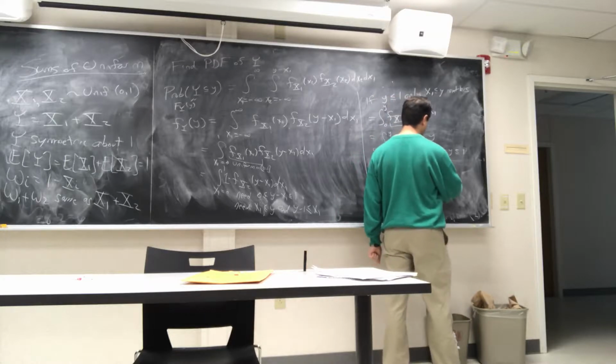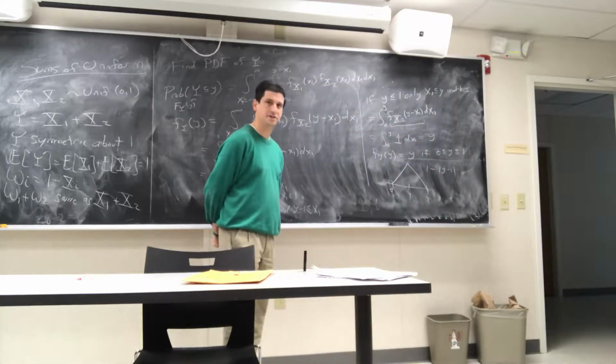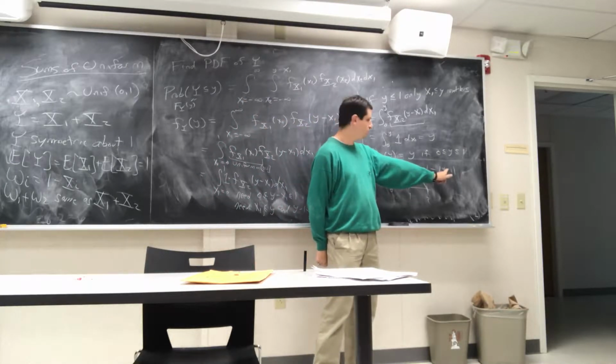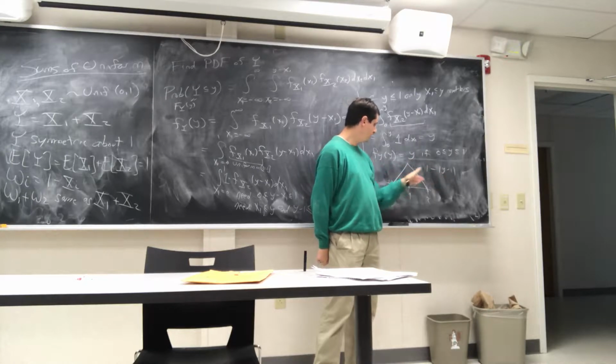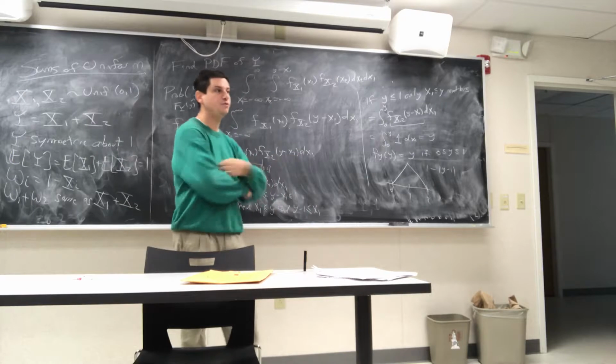So maybe if you did 1 minus the absolute value of y minus 1, I think that would work for the density. And notice that this is clearly going to be two straight lines. When y equals 1, you get 1. When y is equal to 0 or 2, you get 0. So that's an explicit form of the density.